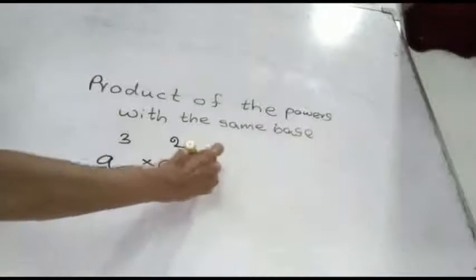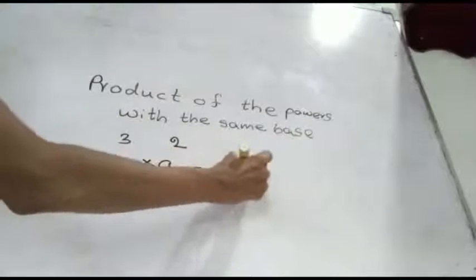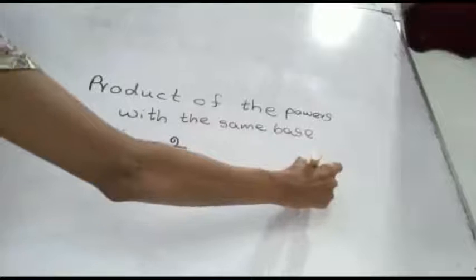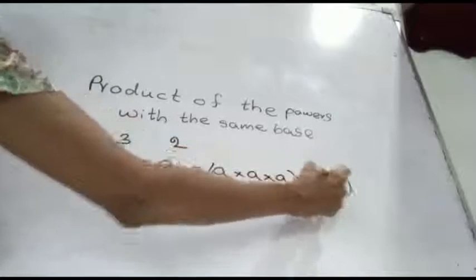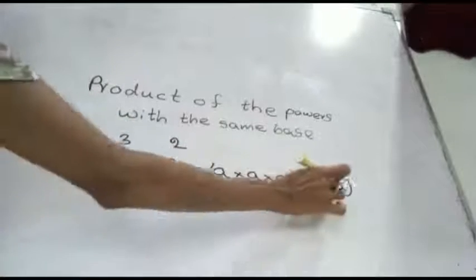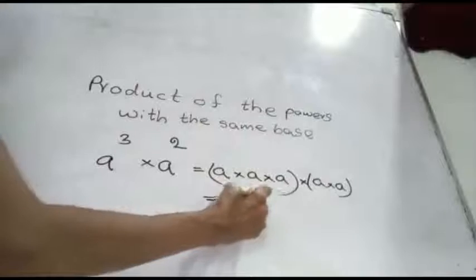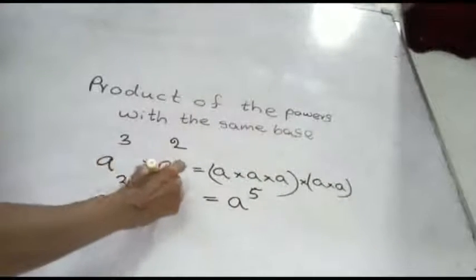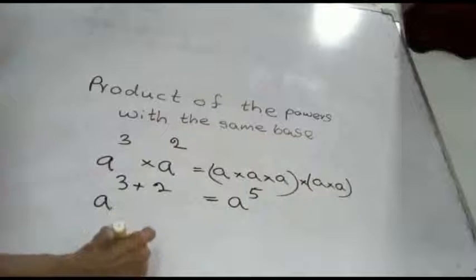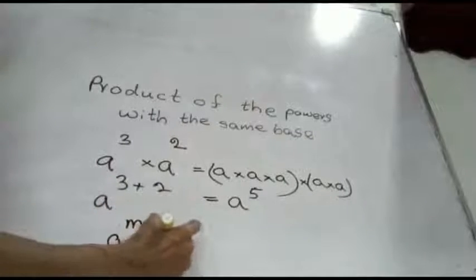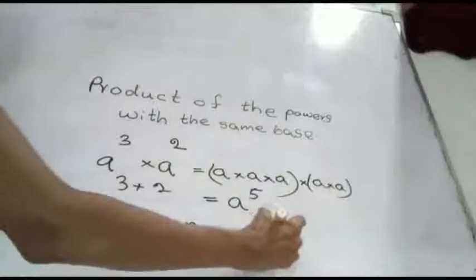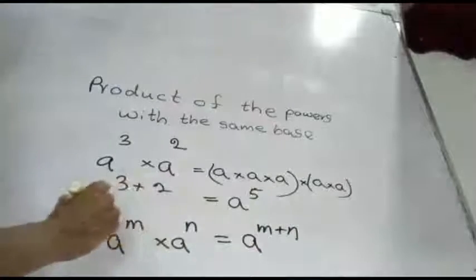Here a to the power 3 is a times a times a, and a squared is a times a. 1, 2, 3, 4, 5. a to the power 5. Here 3 plus 2. a to the power m is multiplied by a to the power n is equal to a to the power m plus n.